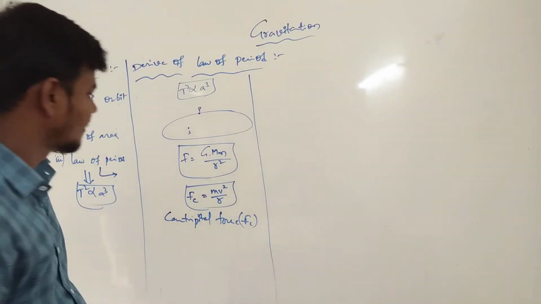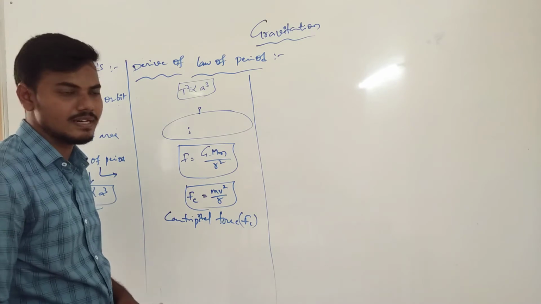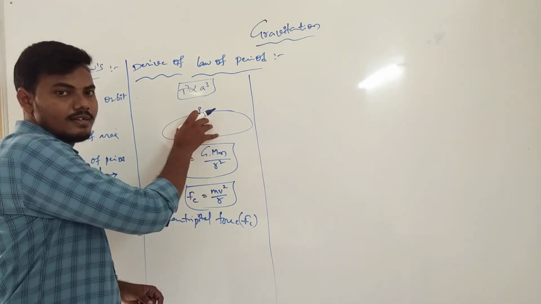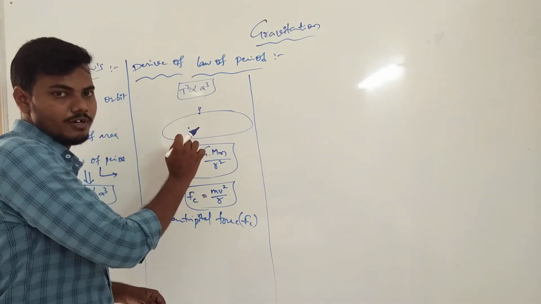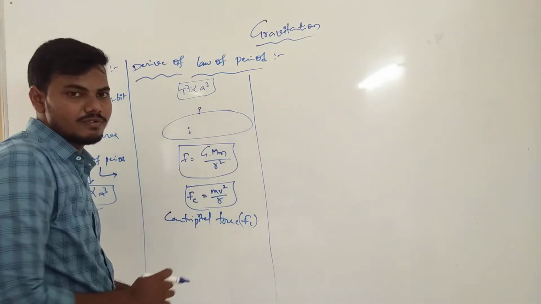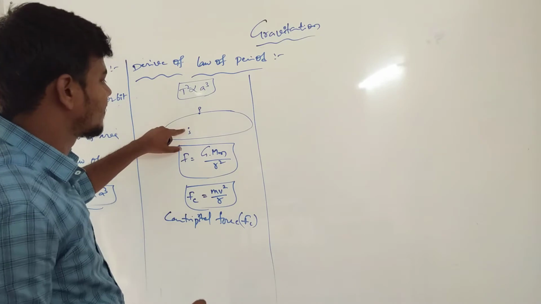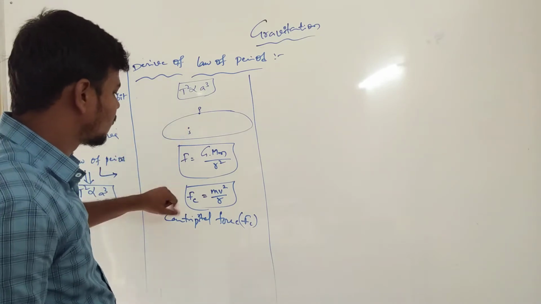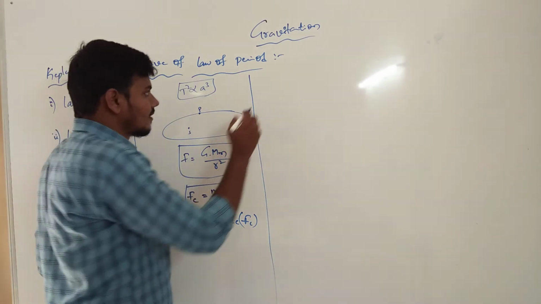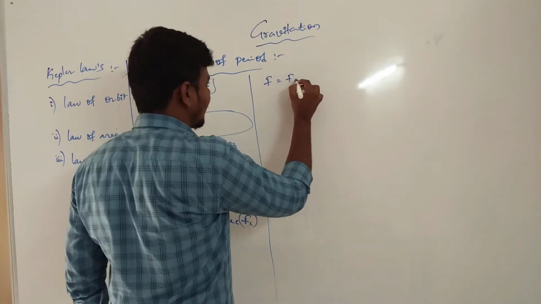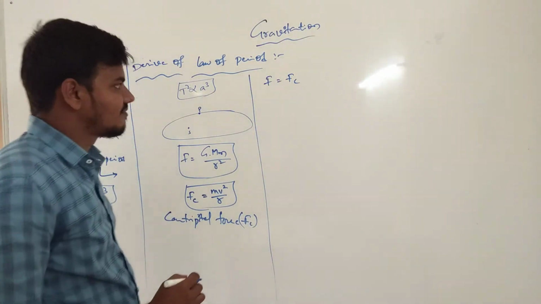Now next, there are two forces that are equal in this case. If any planet is revolving in elliptical motion with respect to the sun, which is situated at a focus, two forces are applicable to this kind of motion. Now F is equal to Fc.